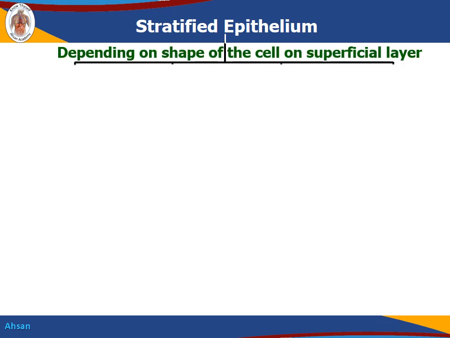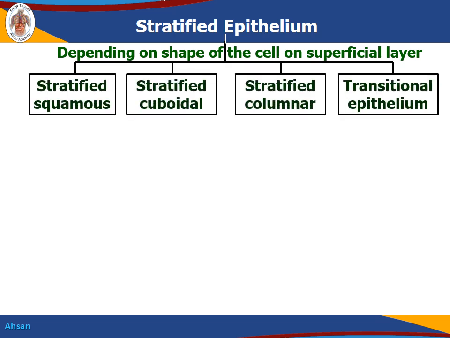Stratified epithelium means the epithelium that has more than one layer of cells. Depending on the nature of the superficial cells, these can be classified into four types: stratified squamous, stratified cuboidal, stratified columnar, and transitional epithelium.